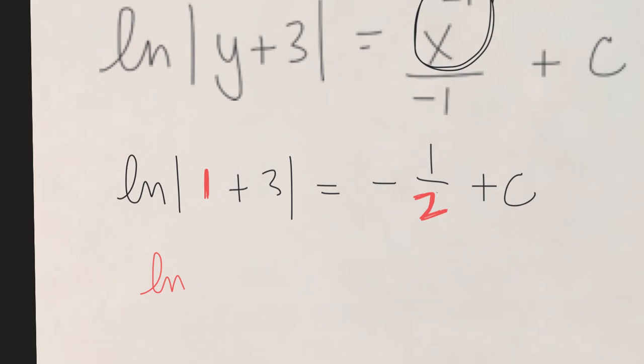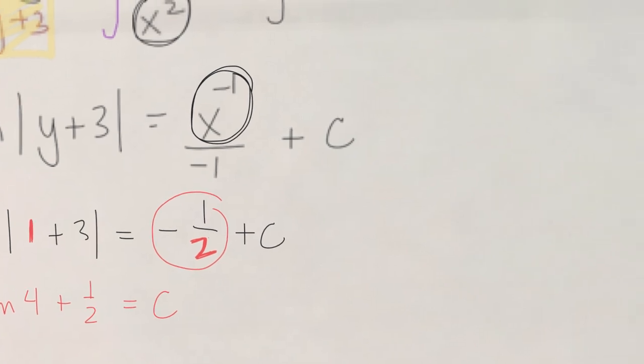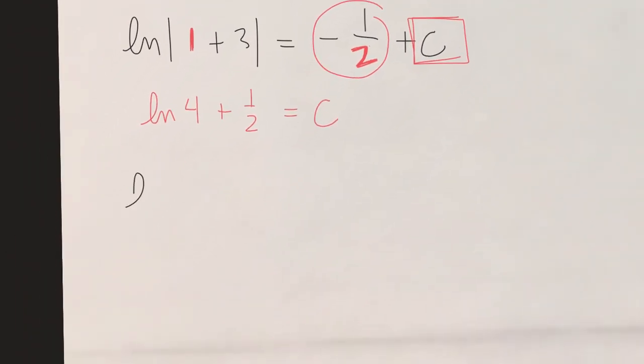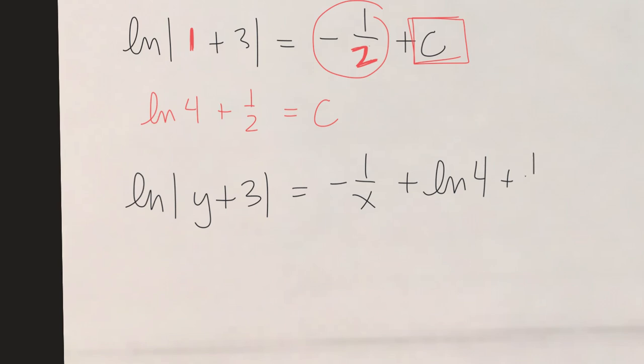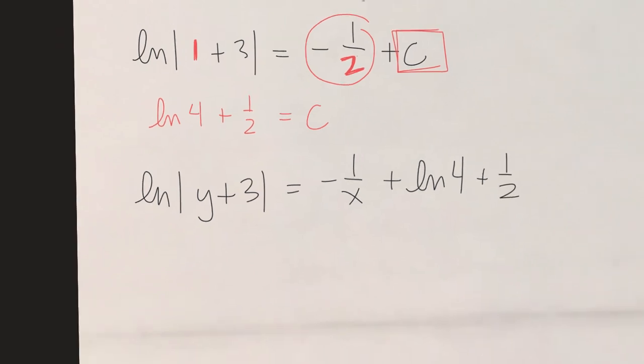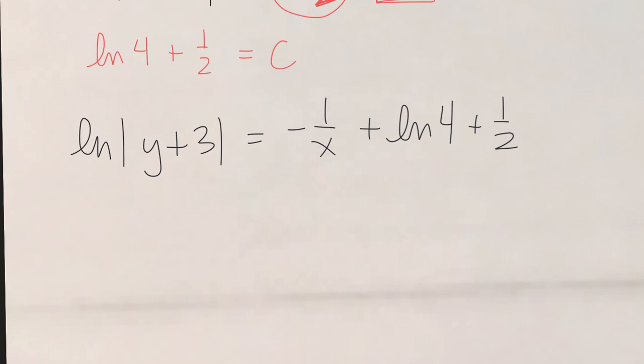We don't need to have an absolute value around a positive number anymore. You can leave it in parentheses if you want, or we can take the parentheses away and just write it as natural log 4. And then I'm going to add 1/2 to that side. So my c value is the natural log of 4 plus 1/2. Let's take that and move it back up into the equation. So I have natural log y plus 3 equals negative 1 over x plus natural log of 4 plus 1/2. How do we get rid of natural log?